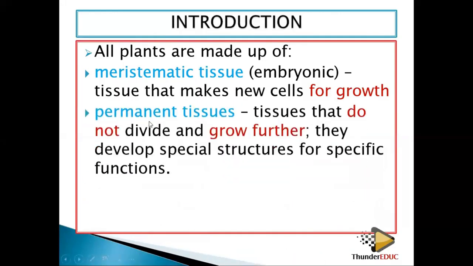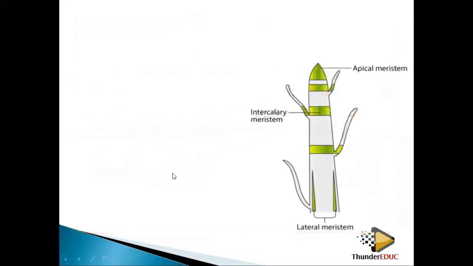Number two, permanent tissues. You have the meristematic tissues and then you have the permanent tissues. Permanent tissues are tissues that do not have the ability to divide and grow. It means that they are fully grown. They cannot modify into another special structure. They develop special structures for specific functions. We're going to look at them and then we will understand them better.